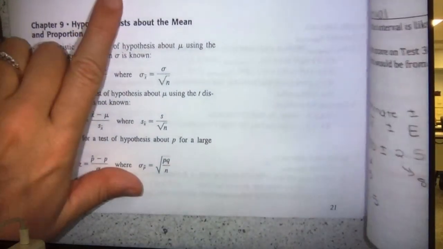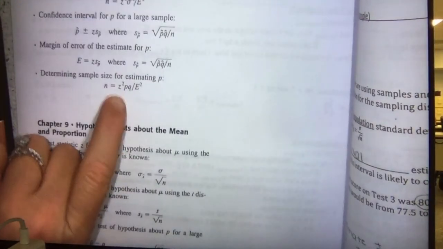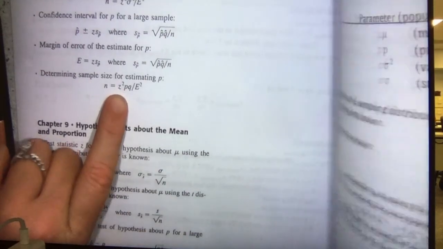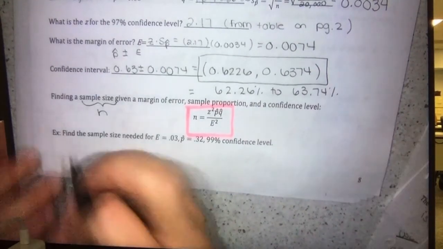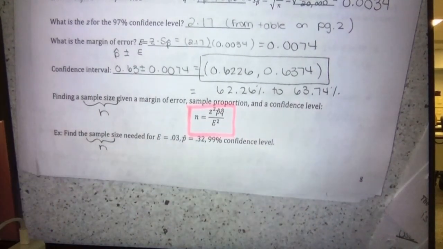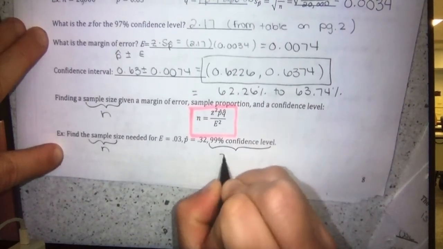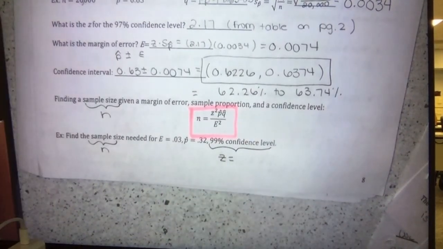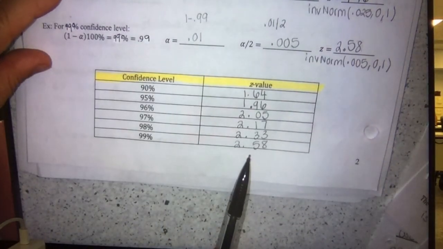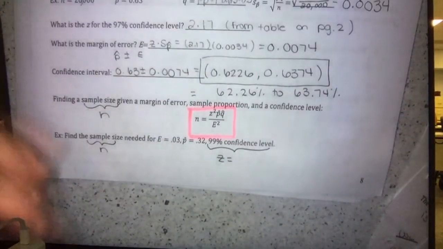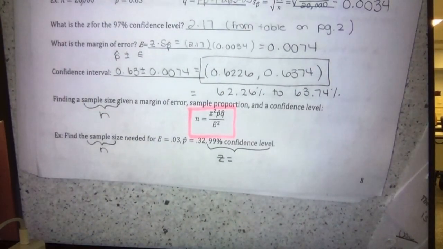Going to our formula sheet. It is on our formula sheet, so don't worry about memorizing something crazy like this. Find the sample size, so we're going to find n, needed for our error of 0.03, a p hat of 0.32, and a confidence level of 99%. Well, we know if confidence level is 99%, let's look at our page 2 table. Our z value is going to be 2.58 for 99%. And as you can see, it's a lot of the same numbers over and over and over. So you kind of memorize them automatically from doing so many examples.